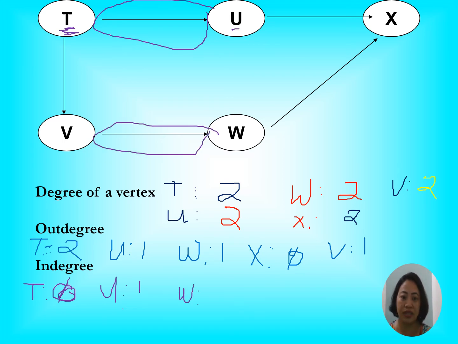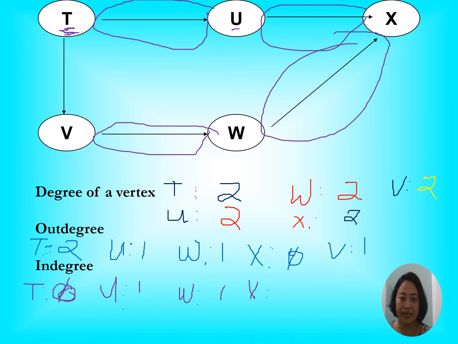W also has only 1 in degree. X, on the other hand, has 2 in degrees. Okay? It has 2 edges entering that vertex. While V, how many edges? Very good. It has only 1.